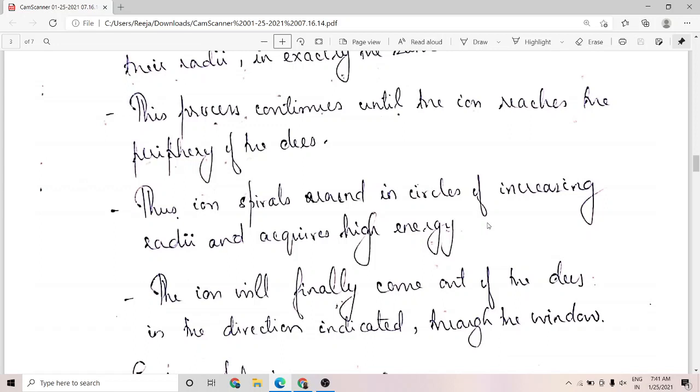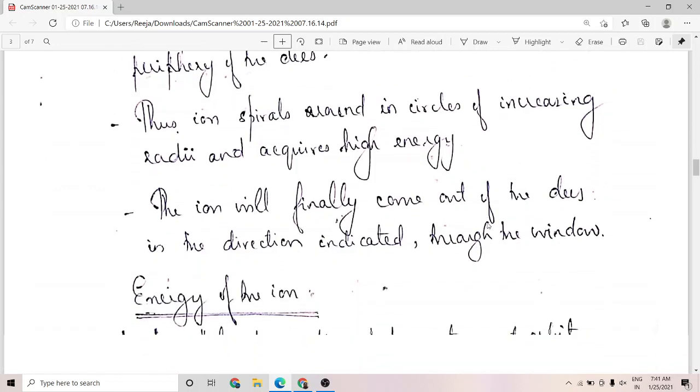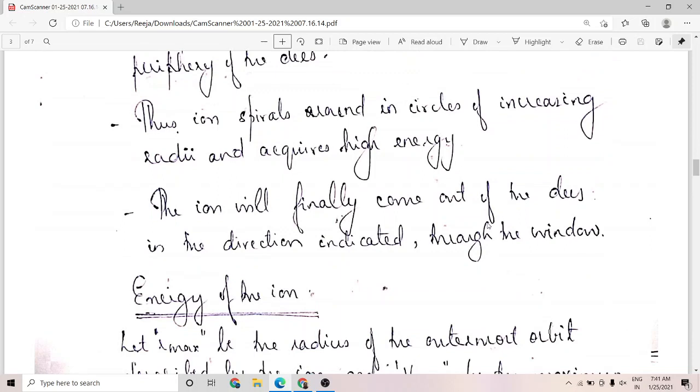It reaches the periphery and it will come out of the Ds with a high velocity, coming out of the Ds through a window. Okay, so this is the theory and the working behind a cyclotron.